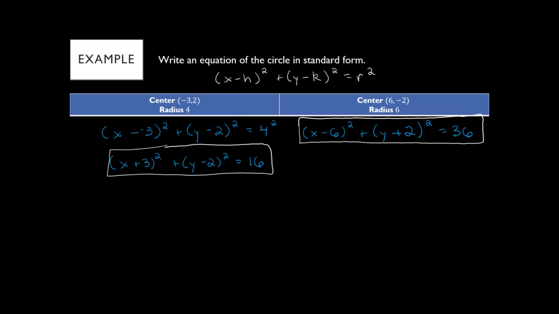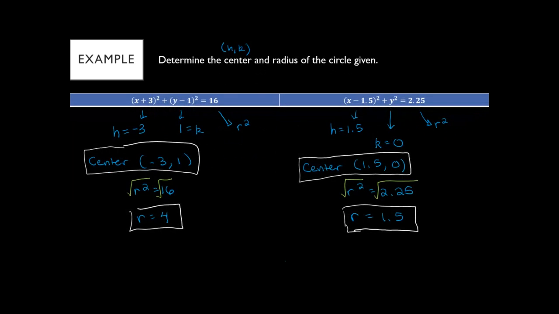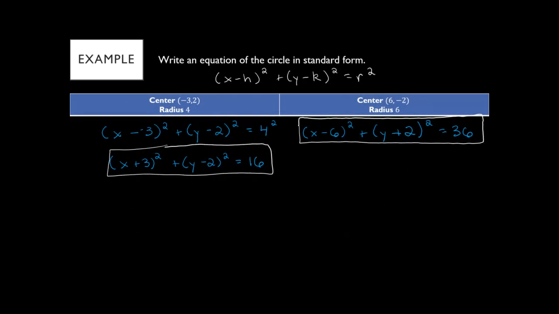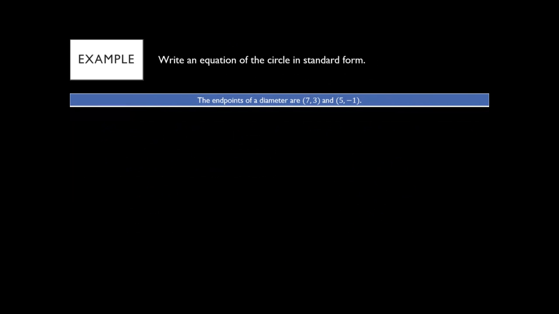So these are the easiest types of problems, where you either have the equation and you just have to identify the center and the radius, or you have the center and the radius and you need to write the equation. So we're going to start getting into other types of problems where you actually have to do some sort of thinking and take your knowledge of geometry to figure out what's going on. So here we're going to write the equation for the circle, but we're not given a center and a radius here. We're given the end points of a diameter.